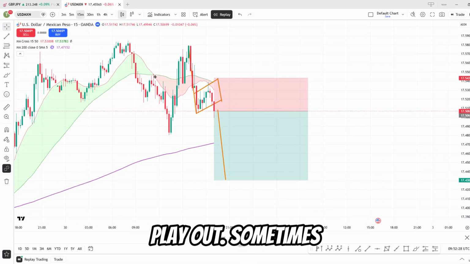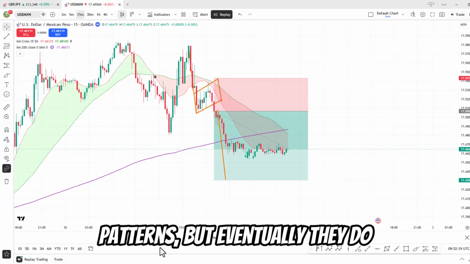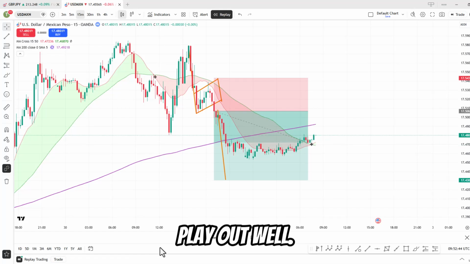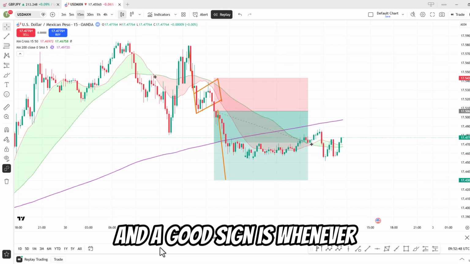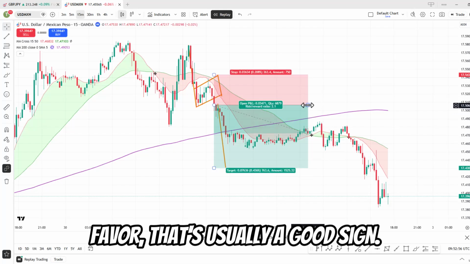Okay, let's see how this would play out. Sometimes you have to be patient with these Forex patterns, but eventually they do play out well. And a good sign is whenever instantly the price goes in your favor, that's usually a good sign.